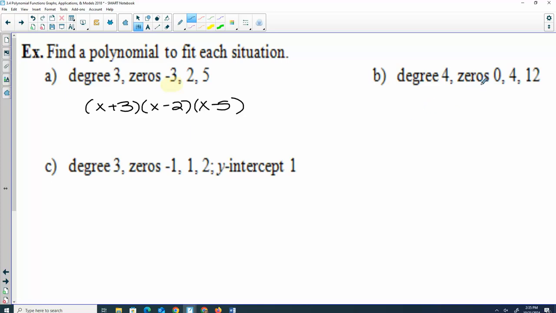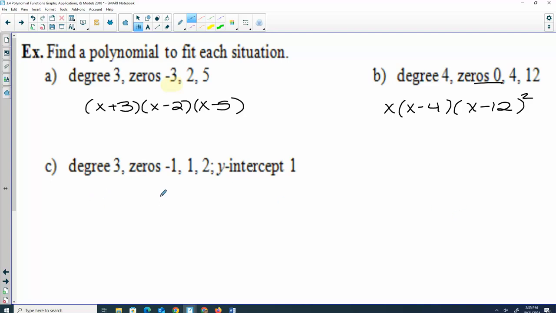Okay, B. Let's start with the zeros. If 0 is a 0, what do we have to have? X. If 4 is a 0. If 12 is a 0. Okay. What's the degree of this currently? 3. How could I make it a degree 4? Yes. Does it matter which one I square? Nope. I didn't tell you. So any one of them you could add a square. And now it's degree 4.